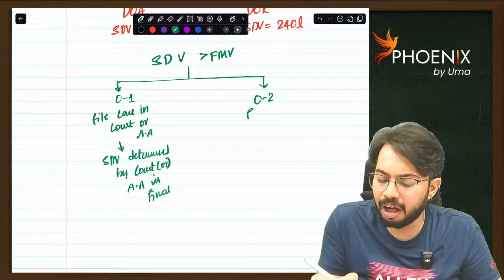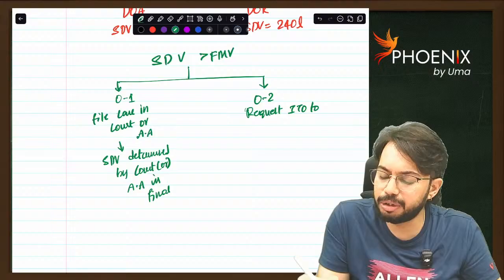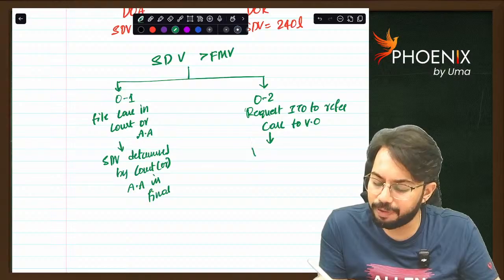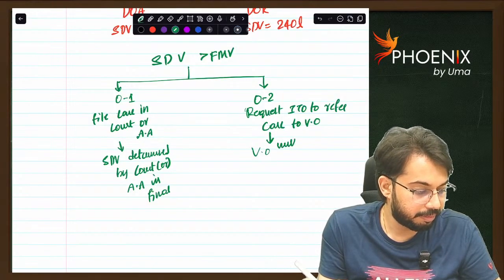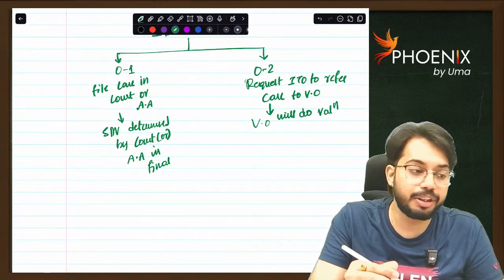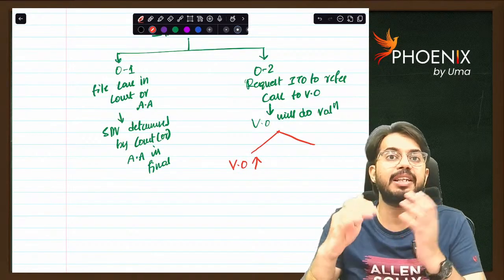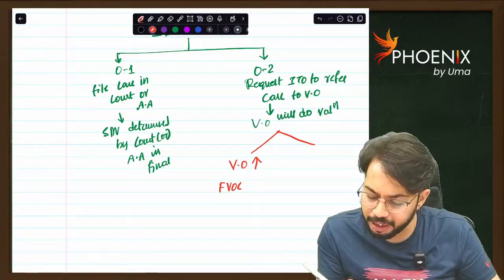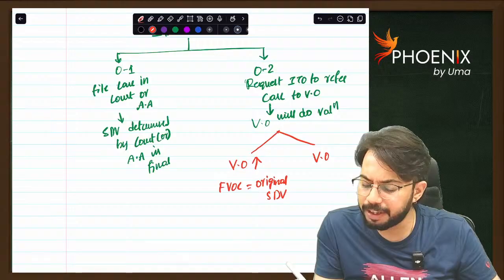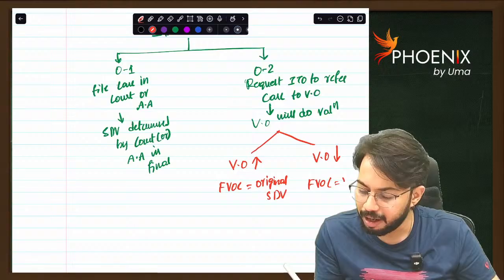Option 2, request the income tax officer to refer the case to the valuation officer. Then the valuation officer will do the valuation. After the valuation officer has done the valuation, if the valuation officer increases the amount, then the full value of consideration is equal to the original stamp duty value. If the valuation officer decreases the value, then the full value of consideration is equal to the value determined by the valuation officer.